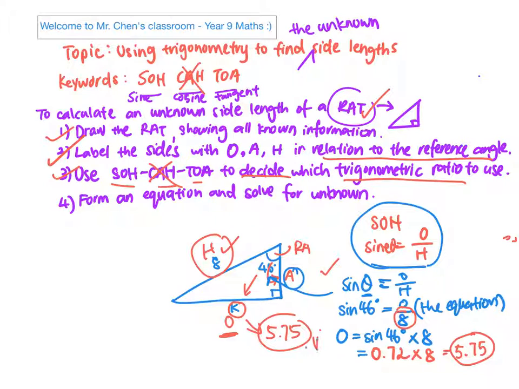Alright, so that is how we find out the unknown length of a right angle triangle using SOHCAHTOA. We will practice more questions during our lesson time, so looking forward to that.